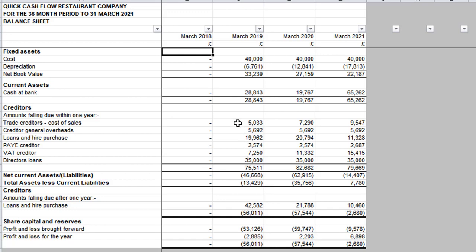This will just be your trade creditors, your POA and VAT, directors' loans, but also importantly it will split out your loans and hire purchase between those amounts falling due within 1 year and after 1 year. That will do that automatically for you.